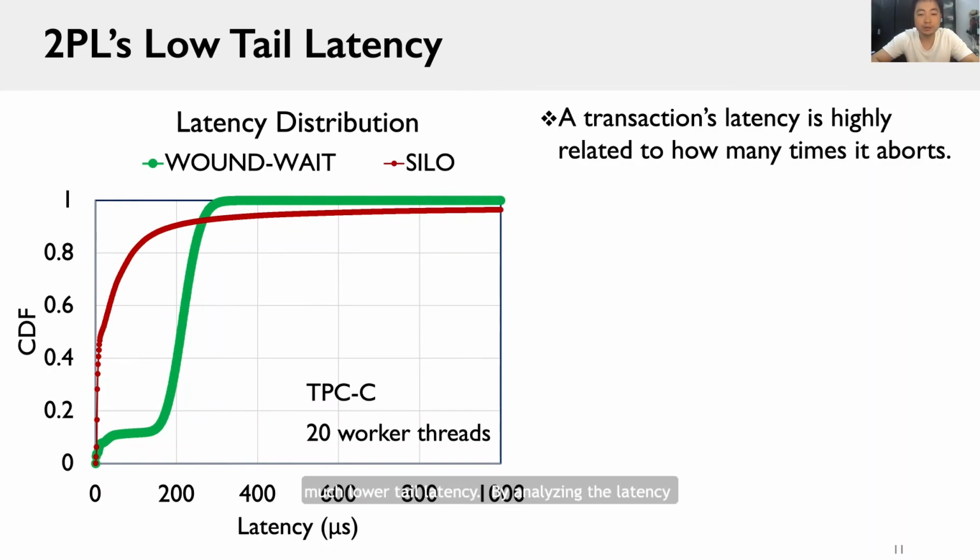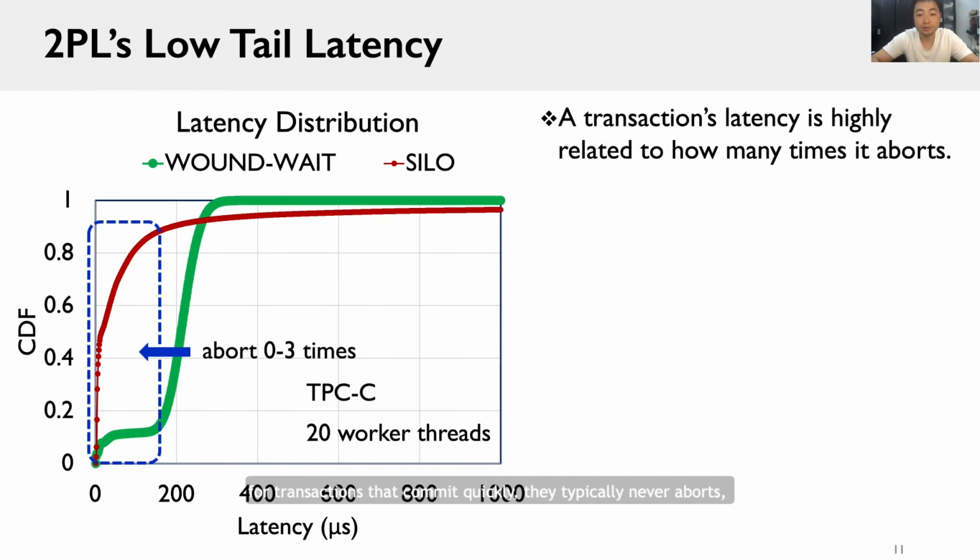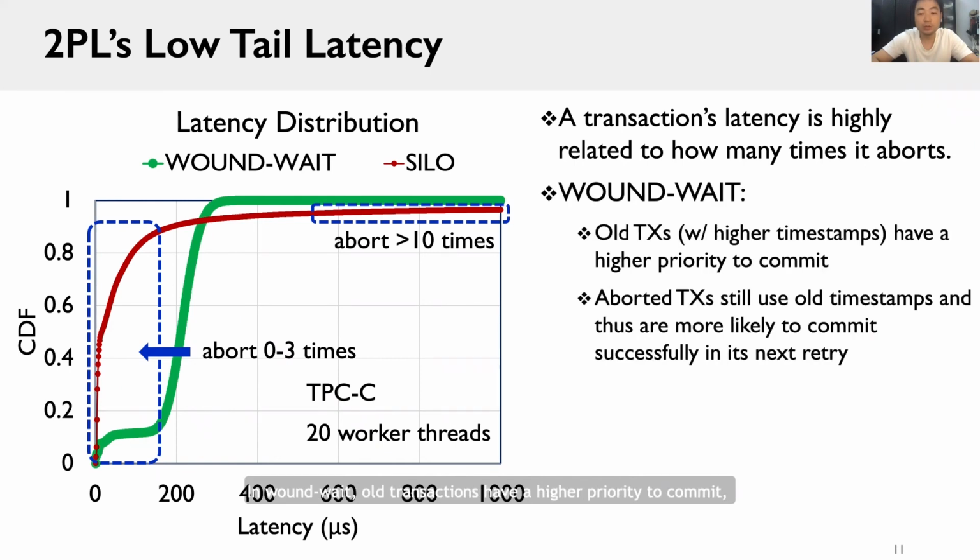By analyzing the latency distribution, we observe that a transaction's latency is highly related to how many times it aborts. As shown in the figure, transactions that commit quickly typically never abort, or only abort a few times. Instead, transactions whose latency is at the tail abort more than 10 times. In wound-wait, older transactions have a higher priority to commit, and aborted transactions still use old timestamps, and thus are more likely to commit successfully in the next retry.